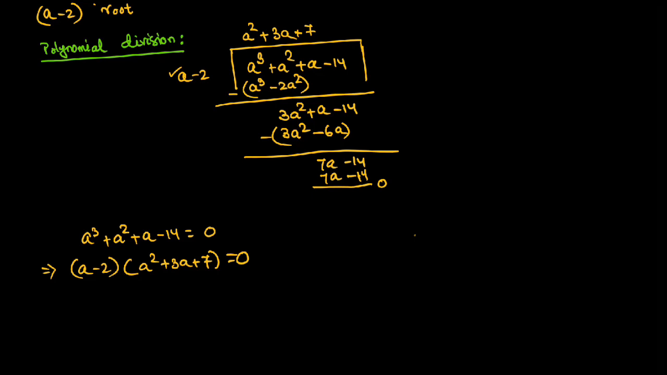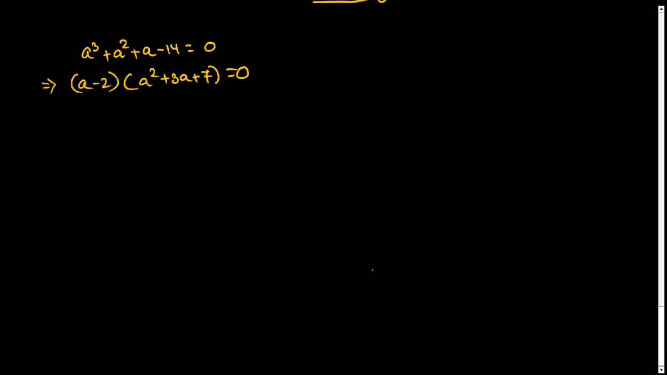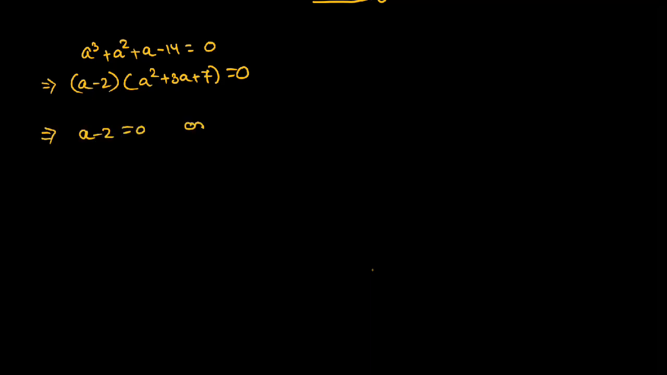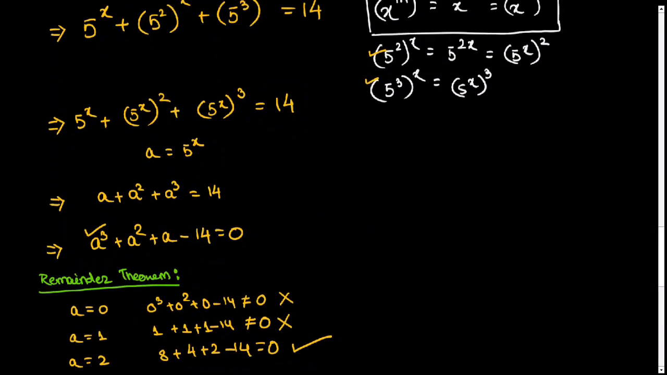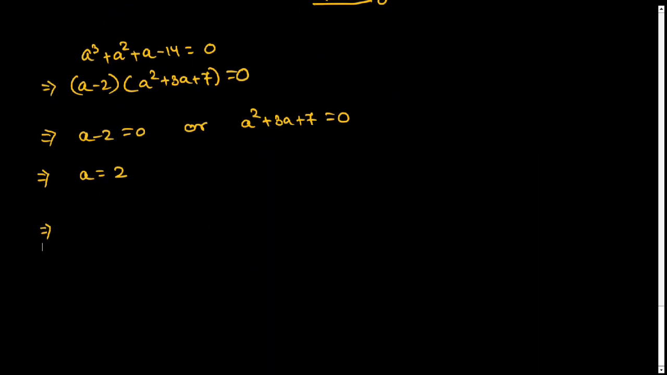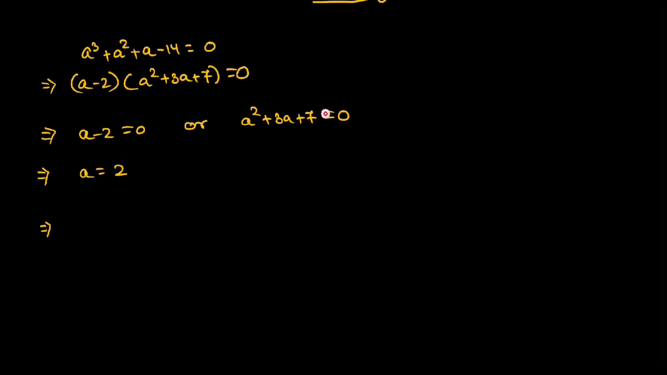Hence, we can write this as a minus 2 is equal to 0 or a square plus 3a plus 7 is equal to 0. Now from here we can say that a is equal to 2, and we know the value of a is 5 to the power x. Hence we will apply this value here. A is equal to 5 to the power x is equal to 2.